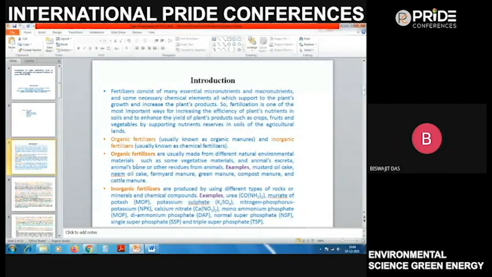Categorically, fertilizers are of two types: organic fertilizers, which are also known as organic manures, and inorganic fertilizers, which are also known as chemical fertilizers. Organic fertilizers are mostly produced in farmers' homes or on farms, and some types are also produced in fertilizer industries or factories.